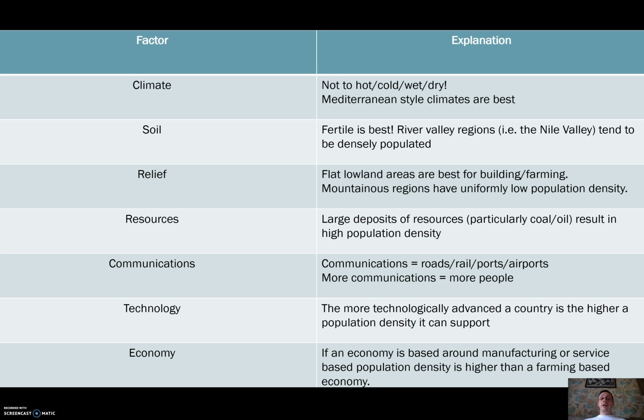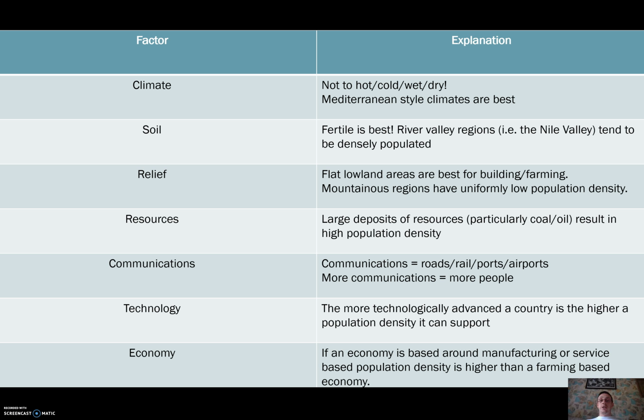Now, relief, the actual shape of the land: we like areas to be flat and lowland. If it's flat and in low-lying areas, it's easier to build on, it's easier to farm, so that generally leads to higher population density. The one uniform thing we can really draw from relief is that if an area is very mountainous, you will not have people living there. It's very challenging to live there, challenging to farm. Everything becomes more difficult and more expensive if you're up in the mountains.